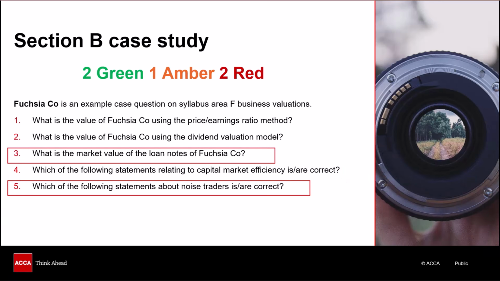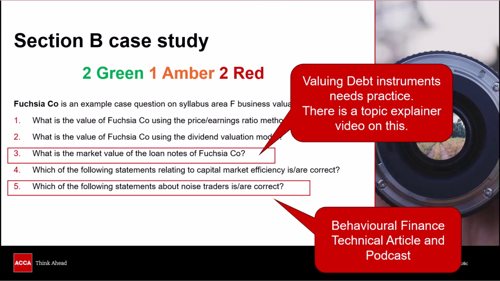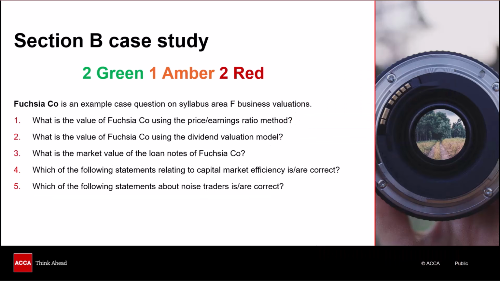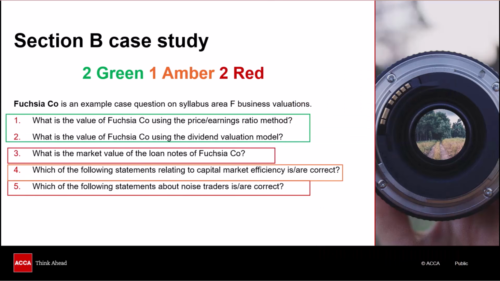The final 2, 3 and 5 are difficult. Students tend to find valuing debt instruments quite tricky. The process is long and involved, with lots of little traps to fall into along the way to get that final answer. Number 5, again, is a technical article and a podcast, but it's a peripheral subject of the syllabus and tends to get missed by students. So there you have it, my 2 green, my 1 amber and my 2 red.